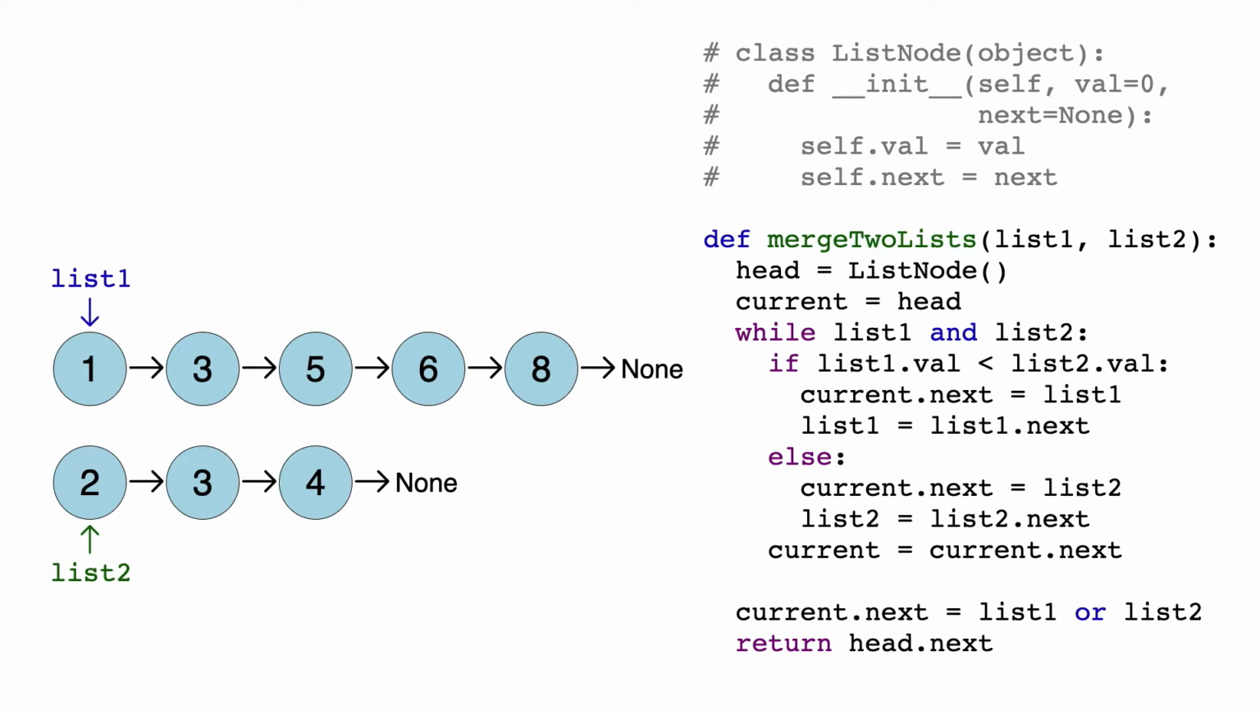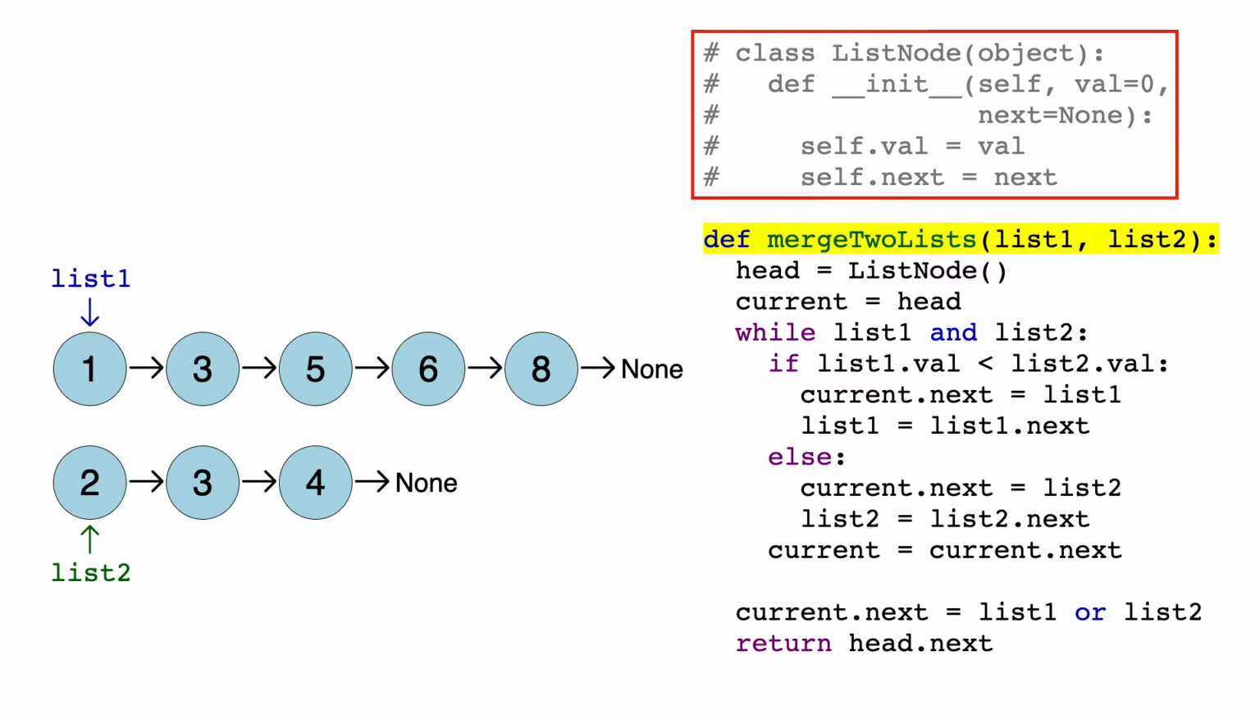Given two sorted linked lists, we have to merge them into one sorted linked list and return the head node. We'll do this by using a pointer to traverse through the two lists and merge them together. To start, we are given the head nodes of two linked lists, list 1 and list 2, which are shown in the diagram. We'll also be using this definition of a linked list here.